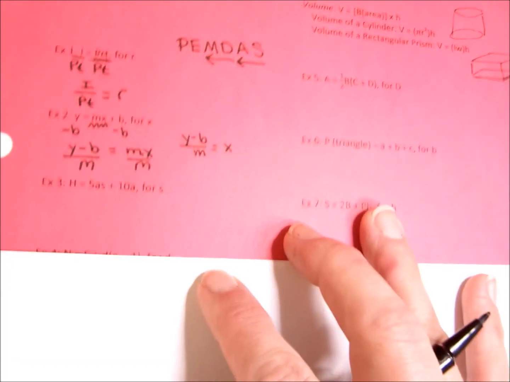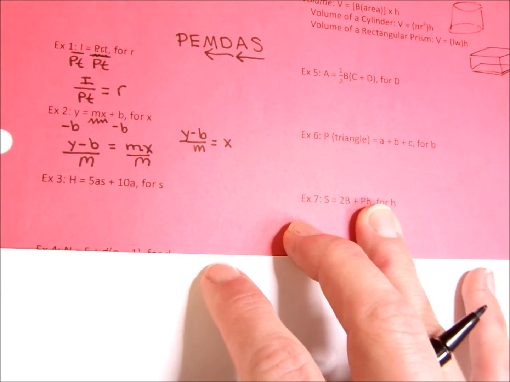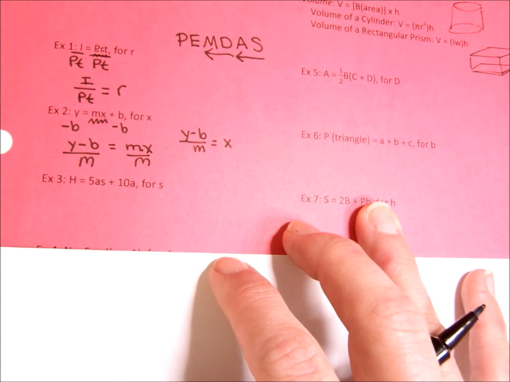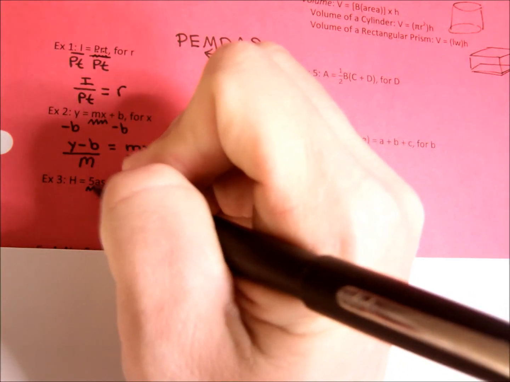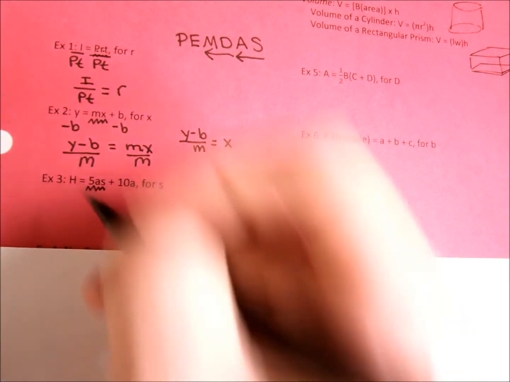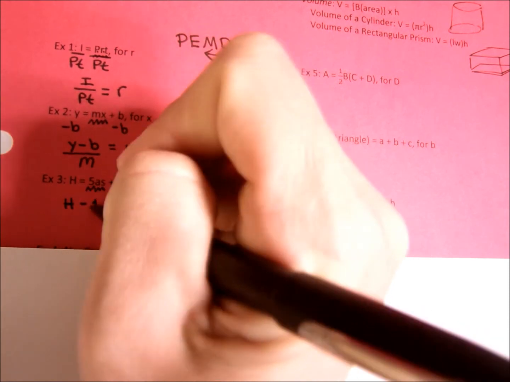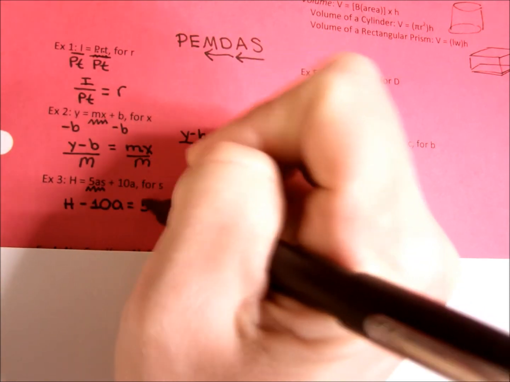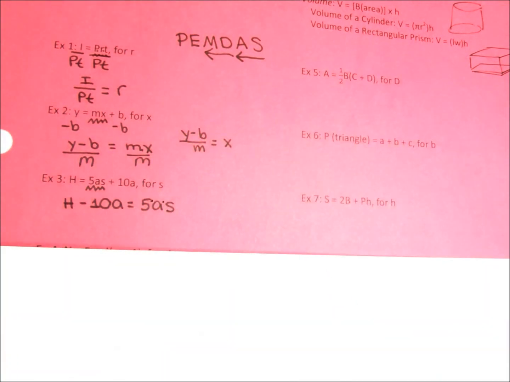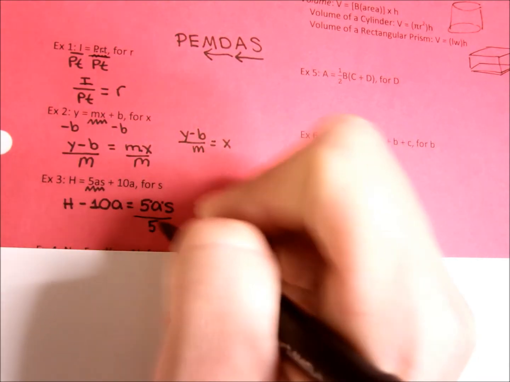Okay, number 3. What variable are we looking for? S. Okay, underline where you can find the s. And I noticed with that quantity it says plus 10a. So how are we going to get rid of plus 10a? Minus 10a. Now we're solving for s. If it helps you, put those multiplication dots in there. What are we going to divide by? 5a. Very good. Anything that's not the s.